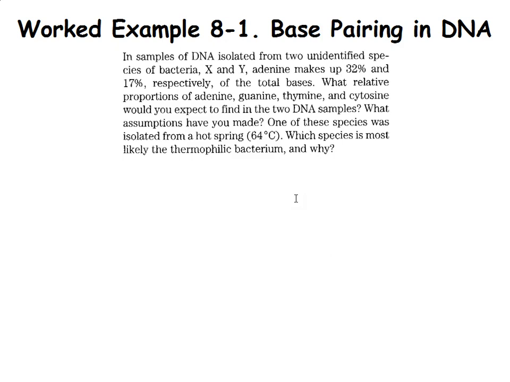Two questions: one is X, another is Y. Adenine in X is 32% and in Y is 70%. If you know adenine, you can calculate the others. If A equals 32%, then T equals 32%, and the remaining is GC, divided by 2. One is 32%, another 70%. Find the high temperature, 64 degrees. My question is, out of X and Y, which has the lower high temperature?